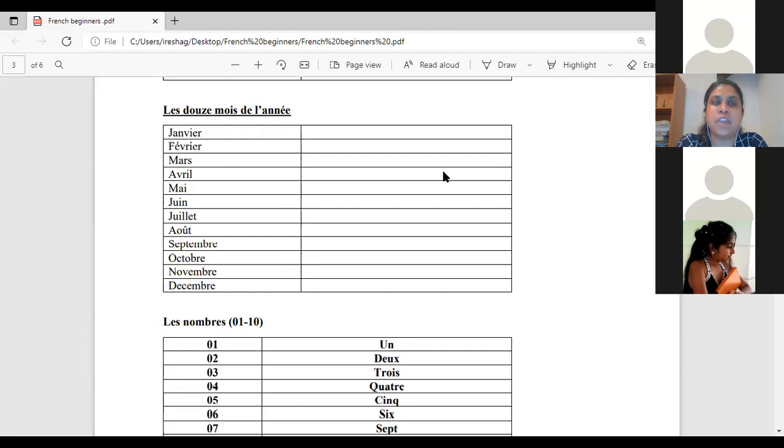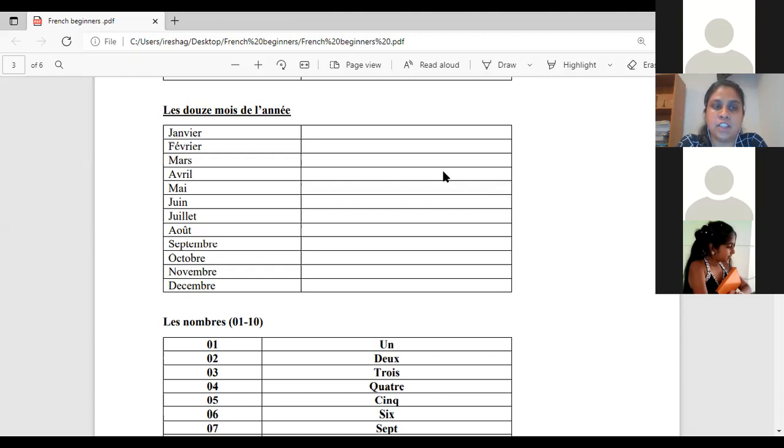Mars, avril, mai, juin. Janvier, février, mars, avril, mai, juin.